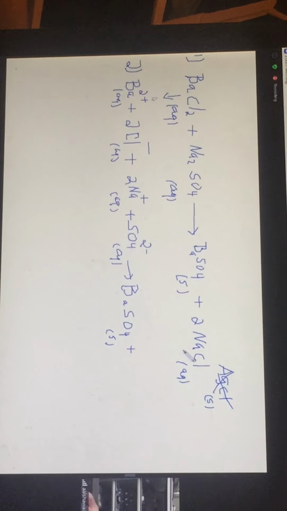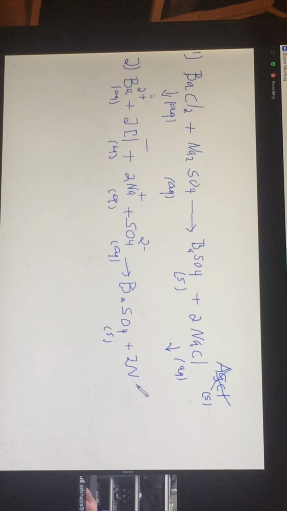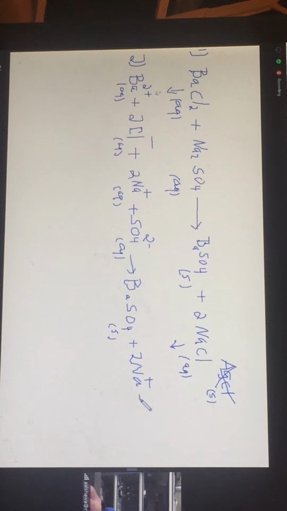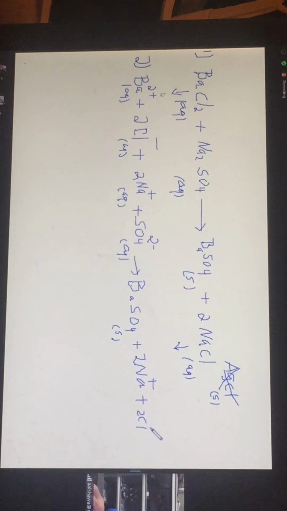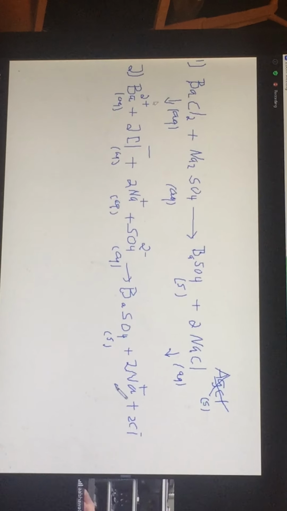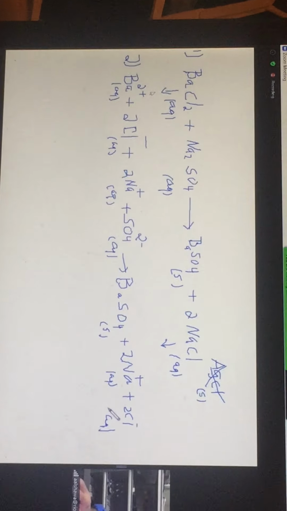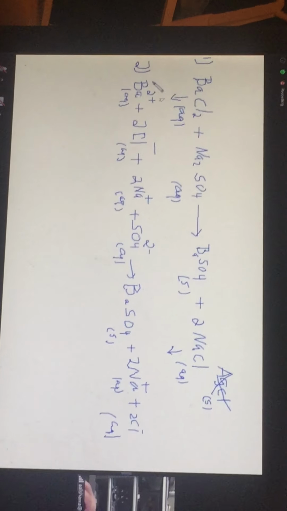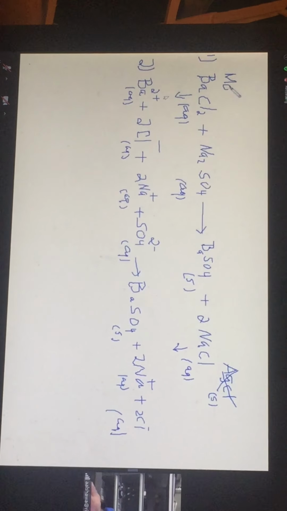So this is breakable as 2 sodium ions and 2 chloride ions, and continue with the subscript right up. So 2 sodium ions aqueous, 2 chloride ions aqueous. Call that step the ionic reaction. The first one is the molecular reaction.